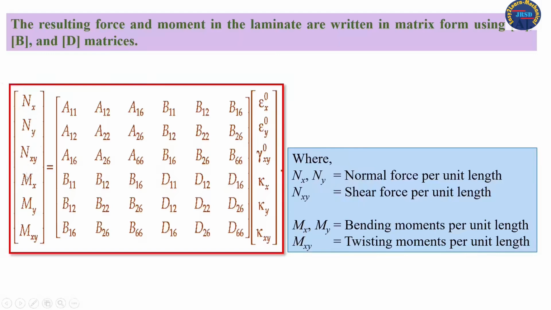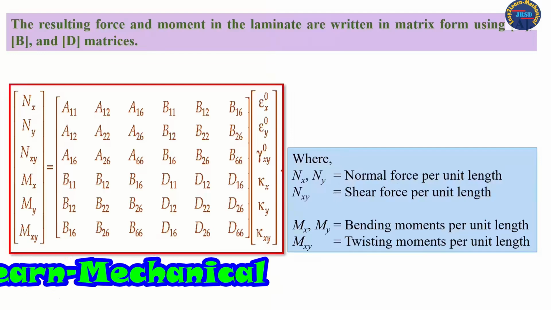So N and M, here the strain and curvatures. N is the resulting force and M is the resulting moment. So this is a combined ABD matrix. By using this equation, we are going to find out the in-plane constants and the flexural constants of the laminate.